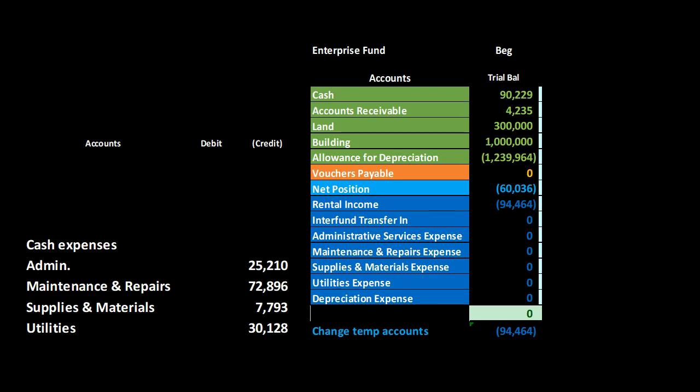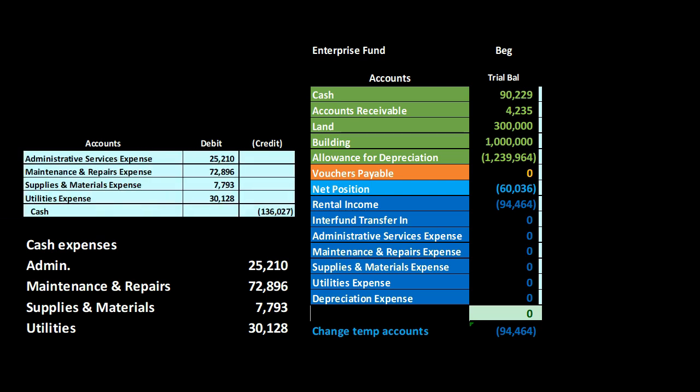Next transaction, we've got cash expenses. We've got the admin expense, maintenance and repairs, supplies and materials, and utilities. All these expenses we will record at this time. That is going to be a debit to those expenses, just like normal accrual accounting, and we're paying cash for it, not because we're on a cash basis method here. It's just that this transaction happens to be one where we paid cash at the same time that we incurred these expenses.